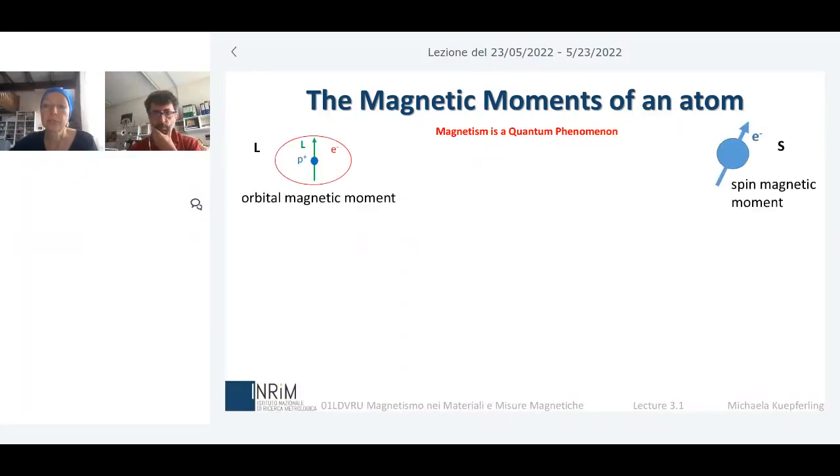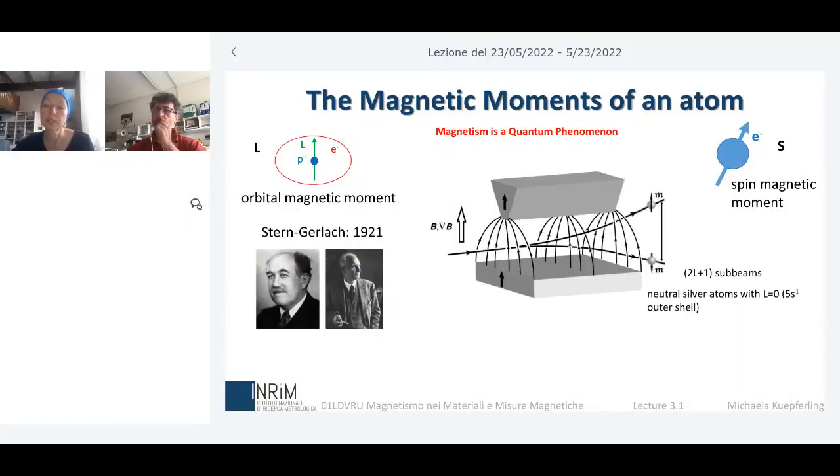Therefore, we have to understand something more about the internal structure of an atom and the two different kinds of magnetic moments that we can have: the orbital magnetic moment and the spin magnetic moment. The spin magnetic moment, which now we know exists, and in fact is, in many ferromagnetic materials, the main contribution to magnetization, was shown experimentally to exist in the Stern-Gerlach experiment in 1921, a very famous experiment.